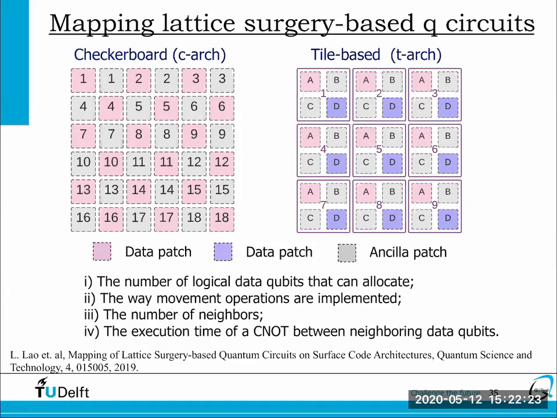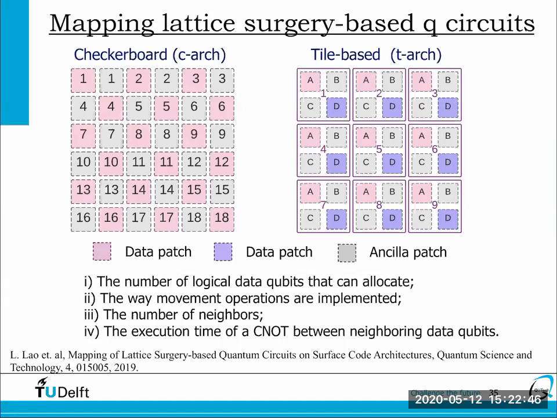So also with my student Lin, we propose two different architectures of virtual organizations for the quantum chip. One is the checkerboard on the left and the tile-based on the right, and they differ in the following parameters. First, they differ in the number of logical qubits that they can allocate. For example, in the figure on the left, you can allocate a logical qubit for computation in each of the pink areas, and on the right, you can allocate them either in the pink or in the purple areas.